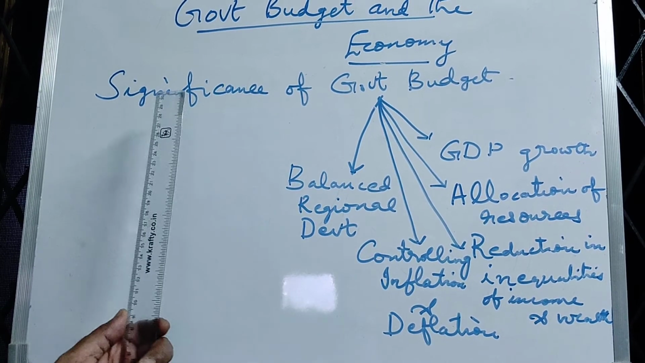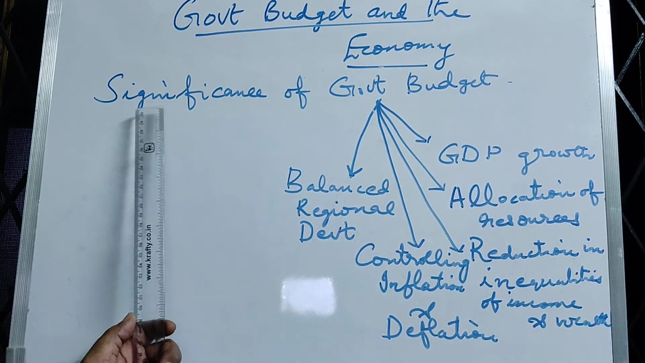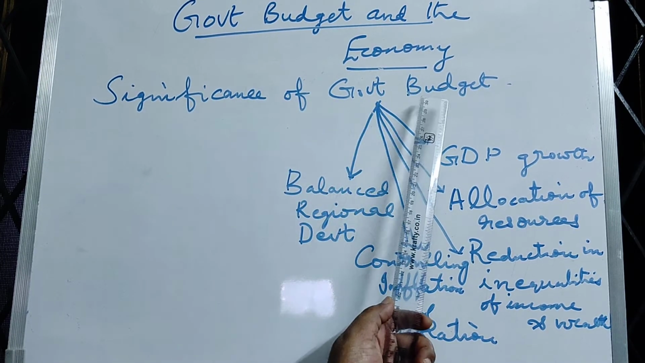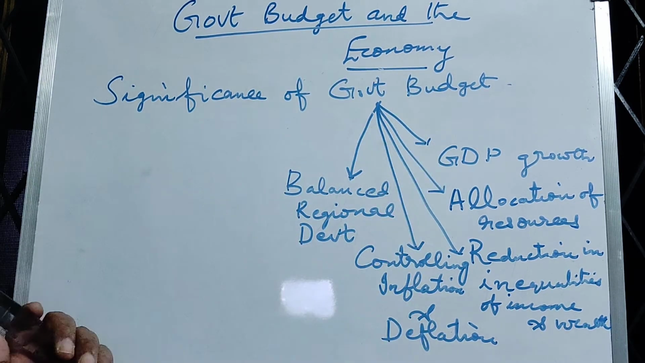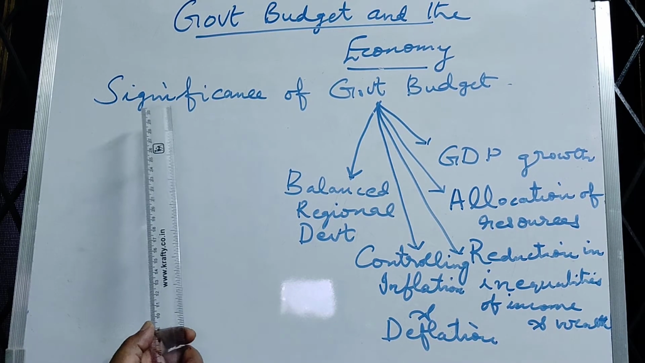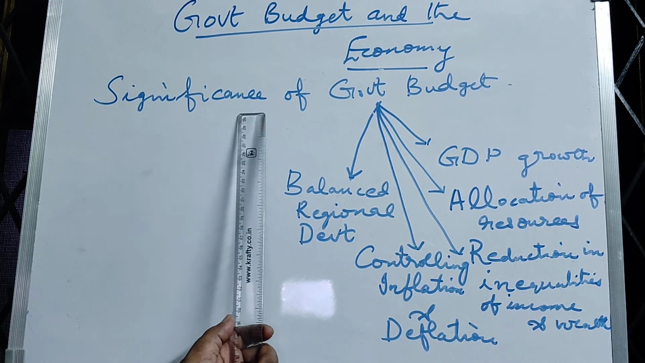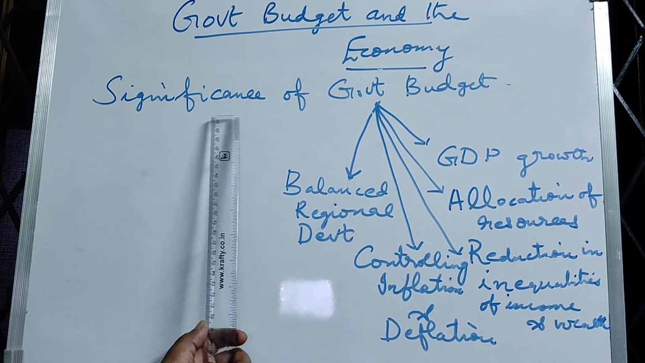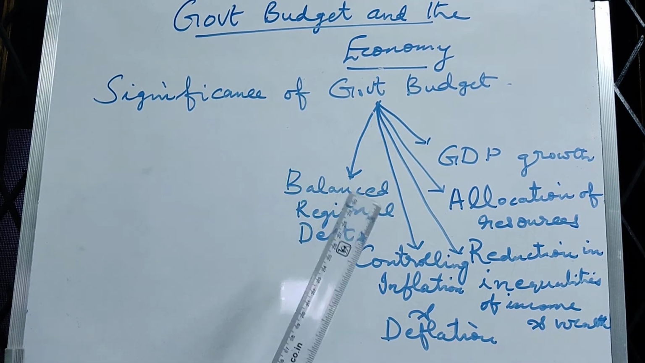The second topic under the chapter Government Budget and the Economy is the significance of government budget. What is the importance of government budget for an economy? Why does every government prepare a budget? I have selected 5 points as the significance, the most important points which highlight the significance of government budget. And this is a very important topic because questions from this part often come for 4 marks.